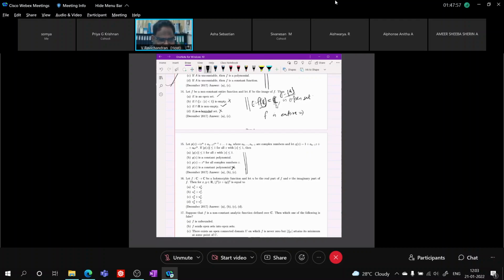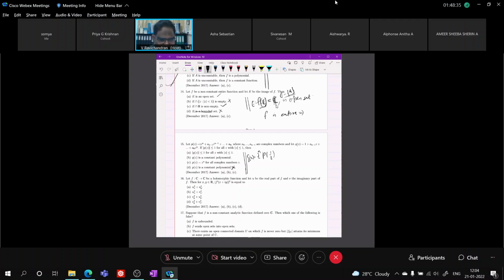Then if P of z is z power n, then you can see that Q of z is actually what they have done: they have written P of 1 by z and multiplied by z power n to get Q of z. So you put 1 by z and then multiply by z power n, and you will get this. So that is the relation between Q and P. If you do that for z power n, then you will get Q equal to 1. So Q is a constant polynomial.